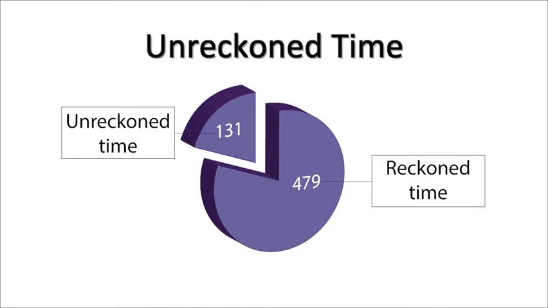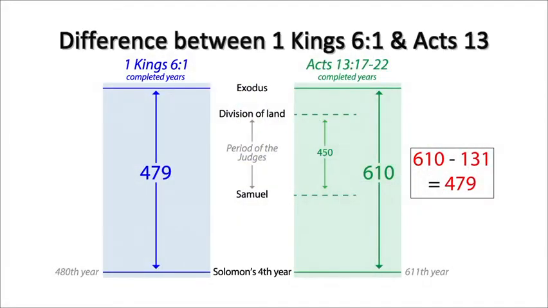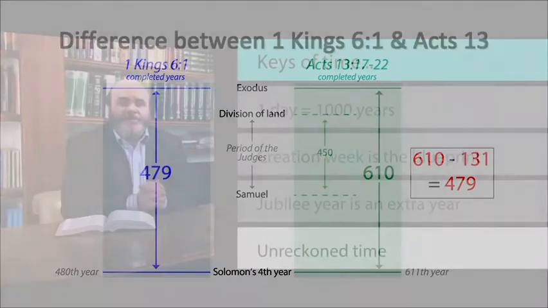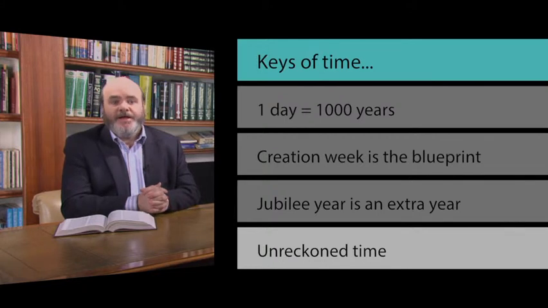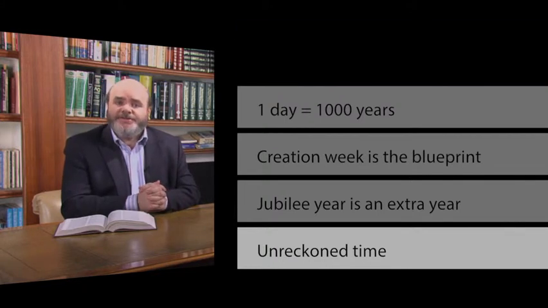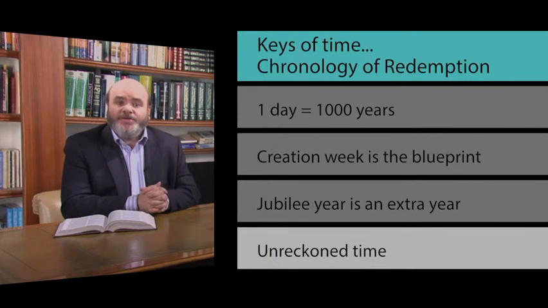The only alternative to this solution is to force the periods in Judges and Acts 13:20, which add up to 610 years, to fit into the 479 years of 1 Kings 6:1. This involves torturing the scriptures. On the other hand, when the key of redemption chronology with its unreckoned times is accepted, there is a perfect harmony of all the stated times. Again, this requires the existence of a separate redemption chronology, in which the years out of fellowship are not counted.